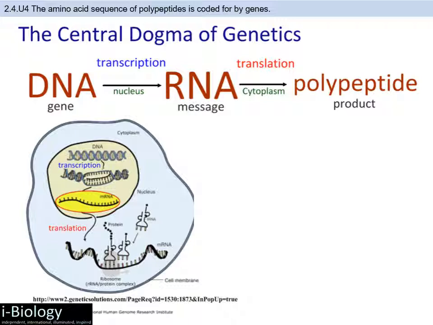DNA and RNA are both nucleic acids. They're both the same type of code. So the information in DNA is being copied into RNA. That's why it's called transcription, because it's a copy.